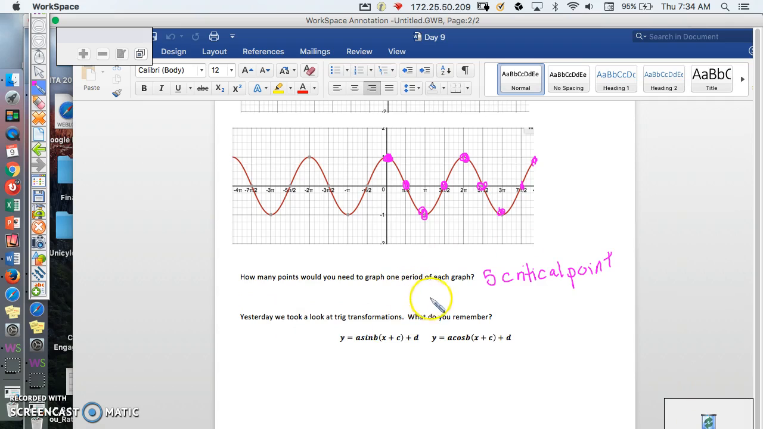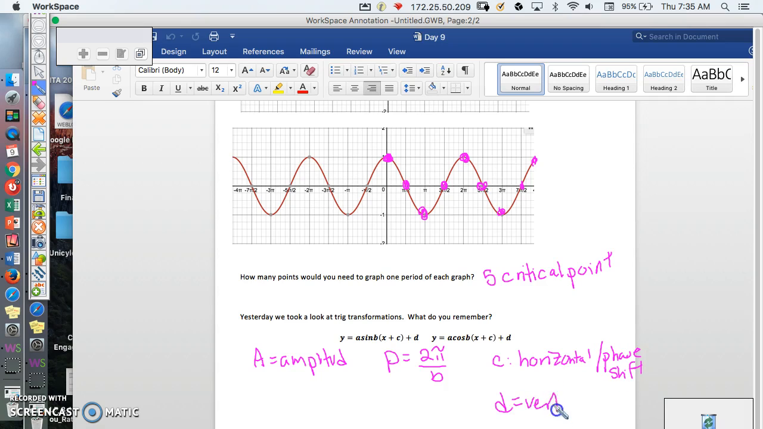So yesterday we talked about some transformations here. We said A was the amplitude. The period is 2 pi over B. C is your horizontal shift, which is sometimes called the phase shift. And D is your vertical shift.